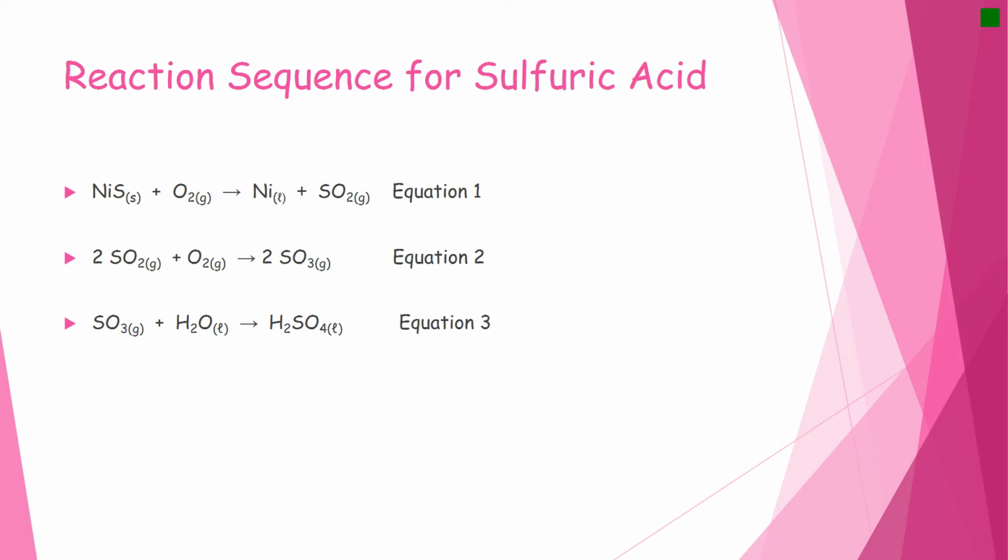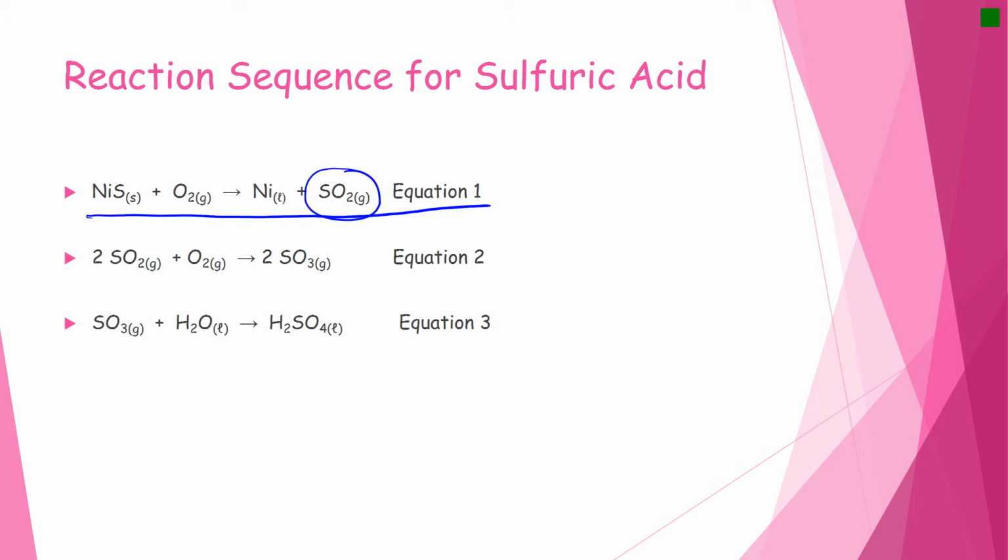Now, the series of reactions we have here is the reaction sequence for producing sulfuric acid at the Kalgoorlie nickel smelter. You can see there are 3 reactions involved. Now, the main purpose of the Kalgoorlie nickel smelter is to make nickel, and you can see that's the first reaction. What we do is we roast the nickel ore and we produce nickel. Now, a byproduct of this reaction is sulfur dioxide gas.